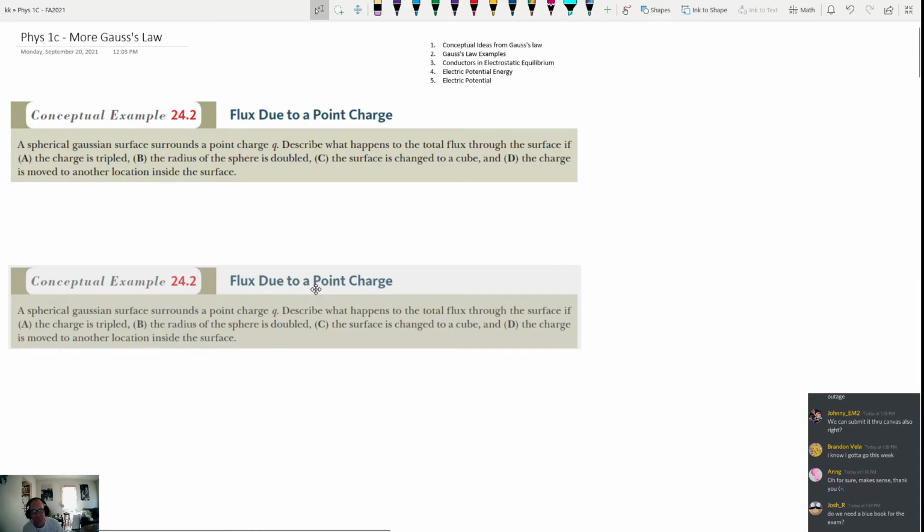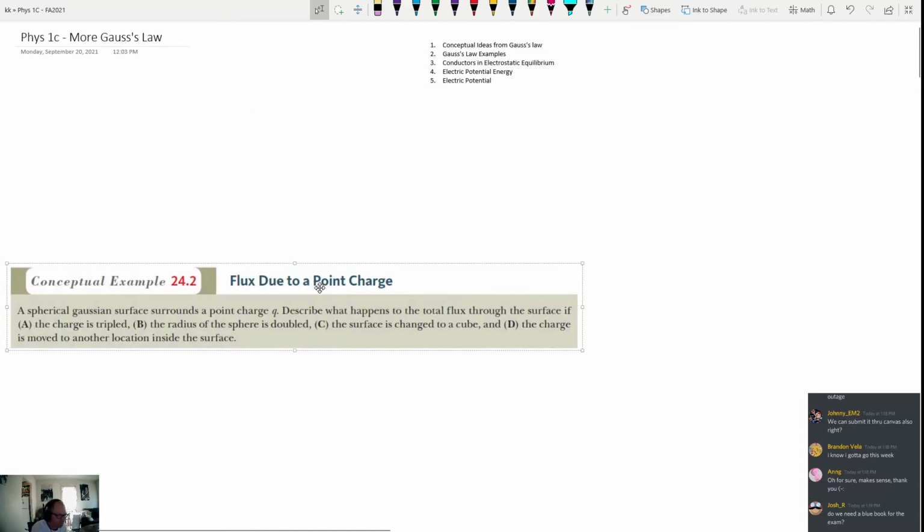I'm going to do a brief review of what we discussed at the end of class last time related to Gauss's law. We're going to look at a conceptual example of Gauss's law, and then we're going to look at 3 practical examples that should hopefully help you to do the Gauss's law homework. So let's get started with that.